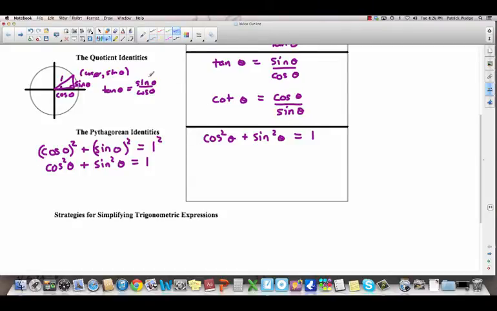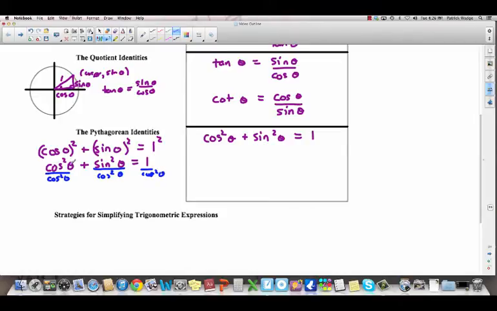We can divide both sides of this equal sign. So we're going to take this first Pythagorean identity and divide both sides by, let's divide them both by cosine squared theta first. So we're going to divide everything by cosine squared theta: this by cosine squared theta, this by cosine squared theta, this by cosine squared theta.